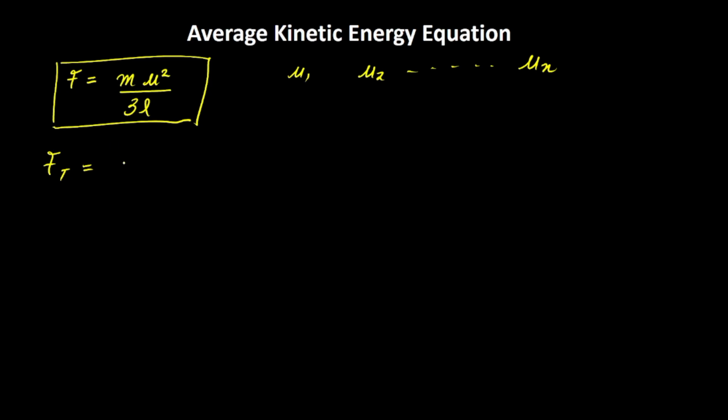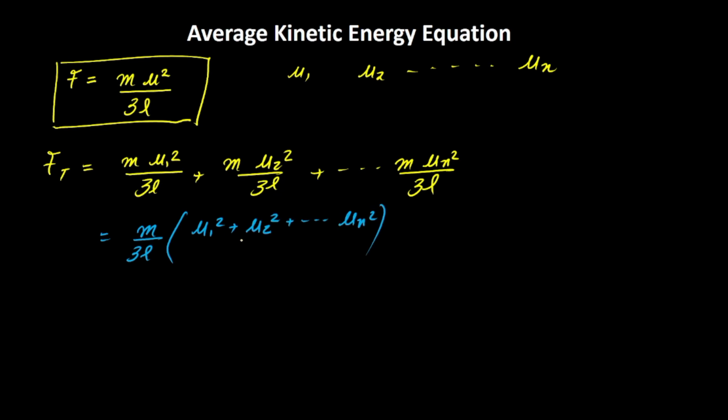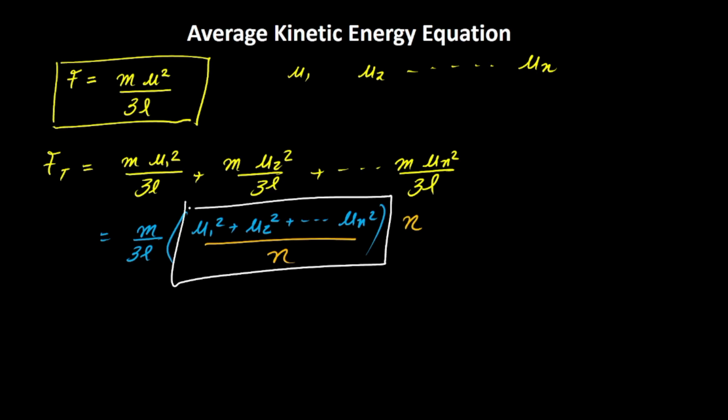So we can say that the force would be equal to m into u1 square divided by 3l plus m into u2 square divided by 3l and so on till m into un square divided by 3l. As you can see here, I can take m by 3l as common and write this as m divided by 3l times u1 square plus u2 square till about un square. Let's say we divide this with n and multiply this with n. Now, if you carefully look at this particular quantity, isn't this the square of URMS?